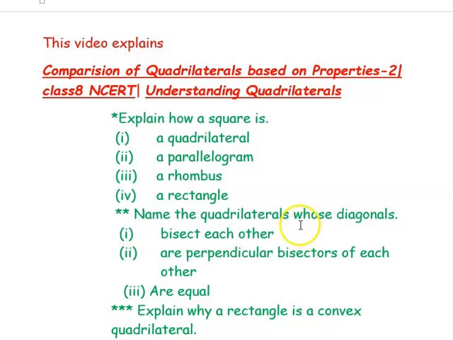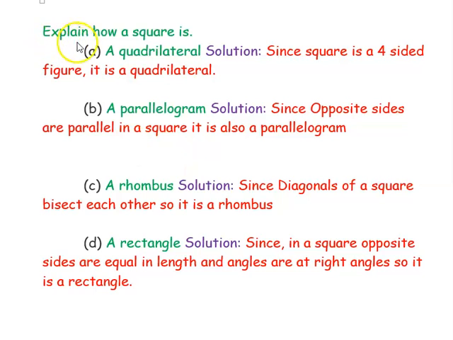In this video, we are going to see a comparison of various types of quadrilateral based on their properties, with various examples. Explain how a square is a quadrilateral. You know that a quadrilateral is a four-sided figure. A square is also a four-sided figure. So we can confidently say that a square is a quadrilateral.